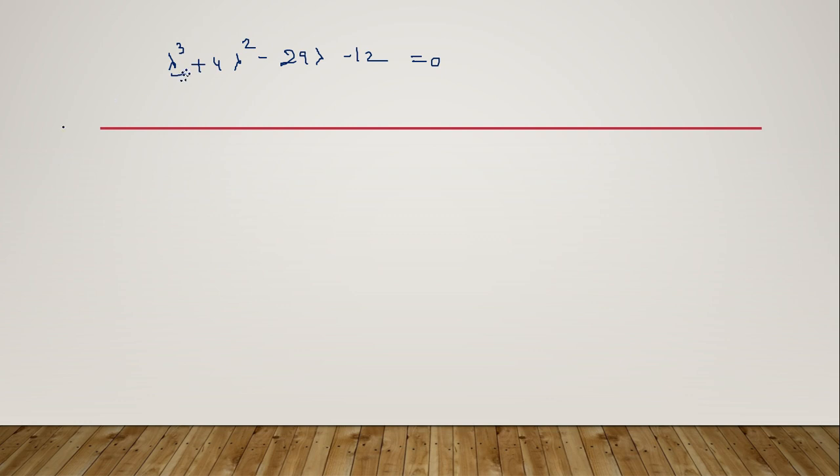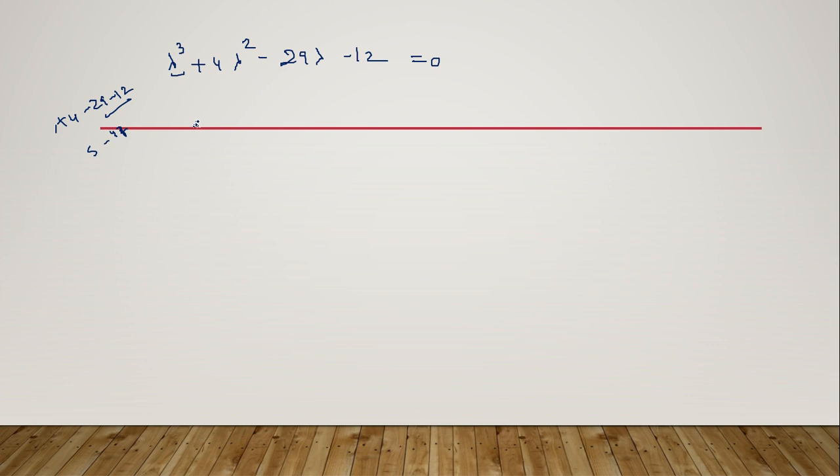So first, let's try hit and trial. If I put 1, so 1 cube is 1, 4 ones are 4, minus 29, minus 12. This is 4, 2, 9, 10, 11. So 41 and 5. No, it is not giving 0. So you will keep trying and you will see that okay, plus 1 is not working, minus 1 is not working, plus 2, plus 3, minus 2, minus 3 is not working. These values are not working.